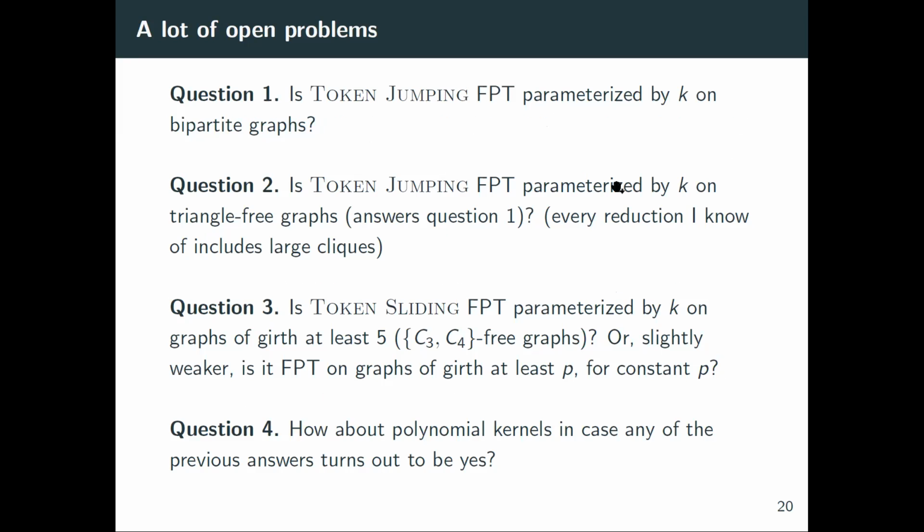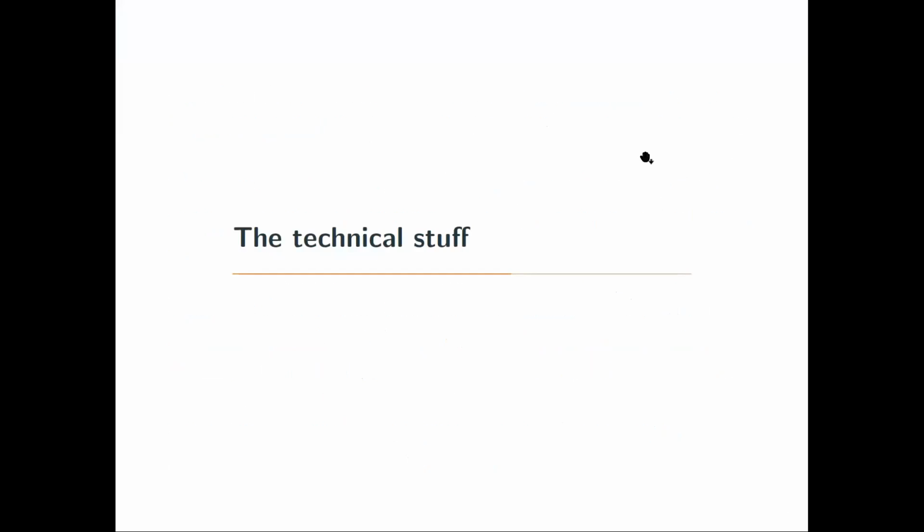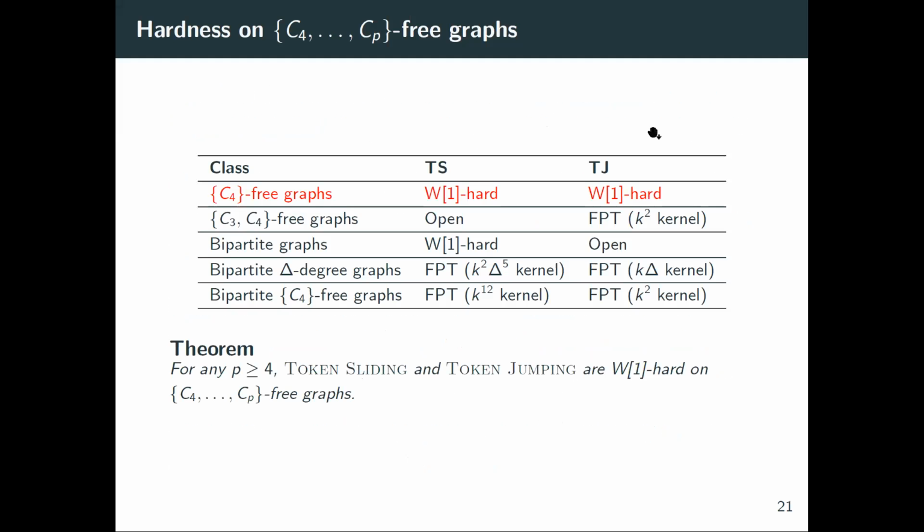All right. So in the rest of the talk, I will try to cover some of the technical stuff. As promised, I will try to keep it as light as possible so that I can give you a lot of the intuition and techniques that are used in this paper and generally used when dealing with reconfiguration problems. The first result that we will go over is this W hardness on C4 free graphs, for both token sliding and token jumping.